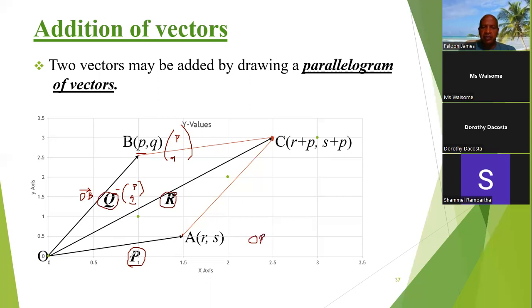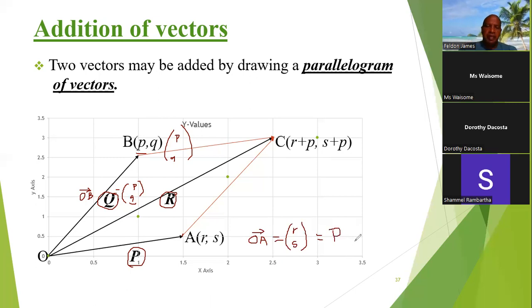So you can refer to it by P, the name they give it, or you represent it by the line that starts at O and ends at A. So the vector OA starts at O, ends at A, which would be in column form the coordinates R and S. And remember, they label this P, so this is also the vector P, capital P.